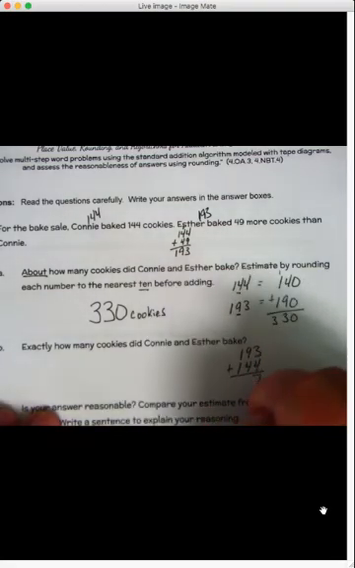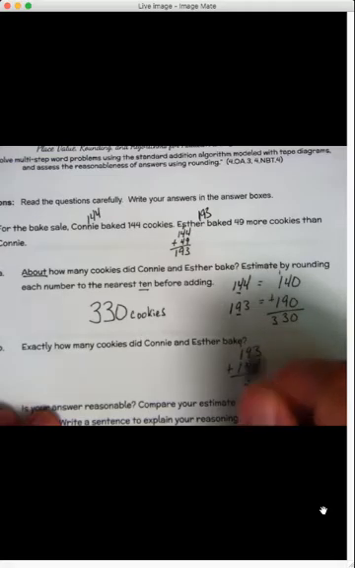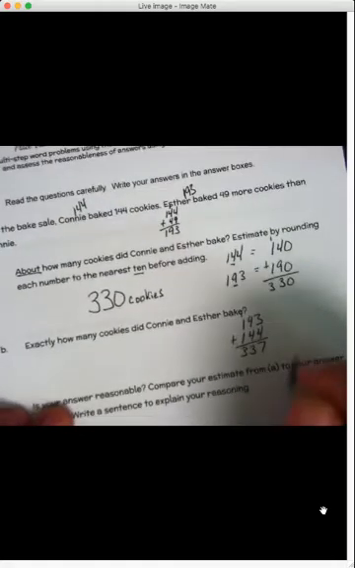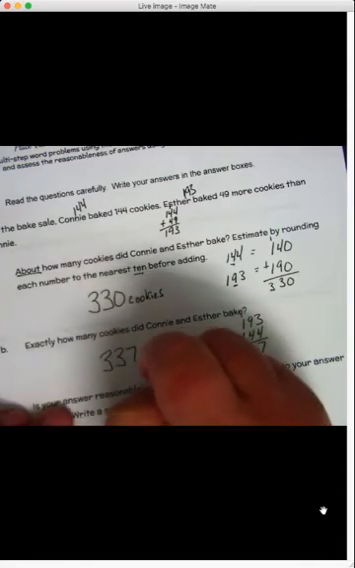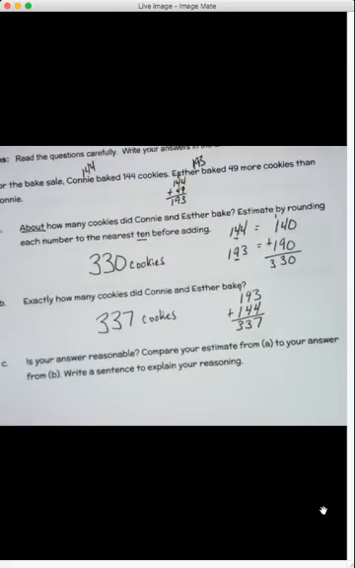3 plus 4 is 7. 9 plus 4 is 13. Put our 3 down and carry our 1. 1 plus 1 is 2, plus 1 is 3. So they baked exactly 337 cookies. So that's the first two parts of this problem.